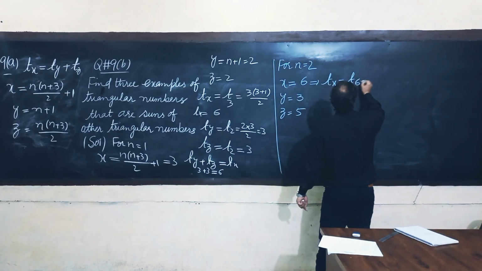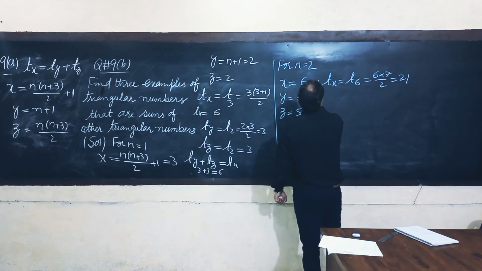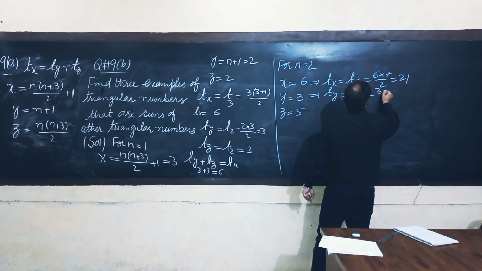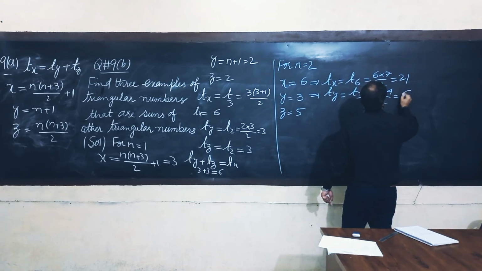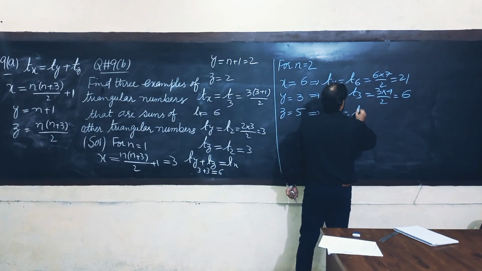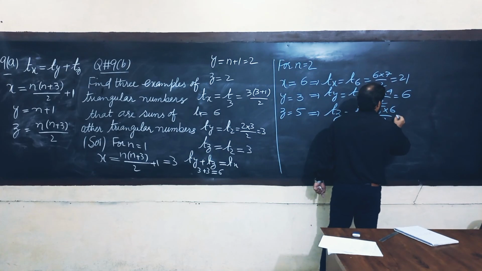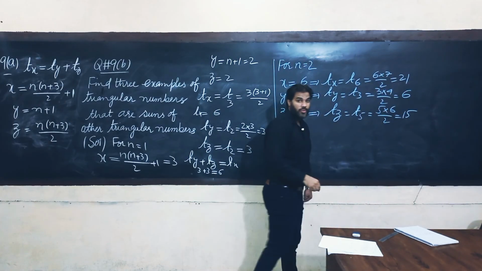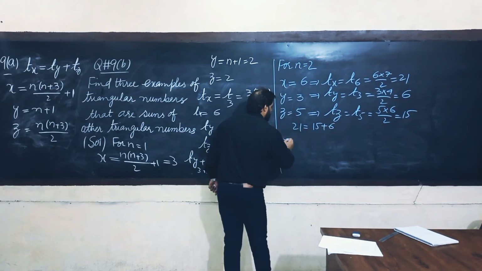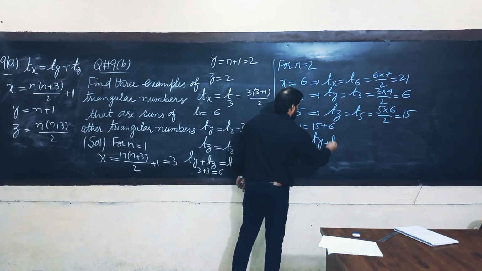Tx means T6. T6 means 6 into 7 over 2. This is equal to 21. Ty means T3. T3 means 3 into 4 over 2. This is equal to 6. And lastly, Tz means T5. T5 means 5 into 6 over 2. This is equal to 15. Again, you can observe that 21 is equal to 15 plus 6.